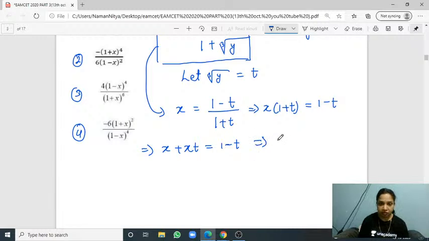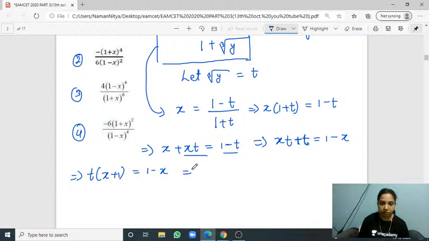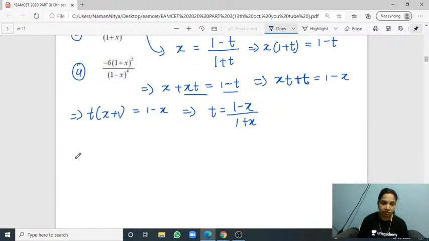So from here, I want to find in terms of t. So t term, xt plus t is equal to 1 minus x. This is plus and this is t. Okay, don't get confused. So here I can take t common. I'll get t into x plus 1 equal to 1 minus x. So from here I can say t is nothing but 1 minus x divided by 1 plus x. Now t is nothing but cube root of y.